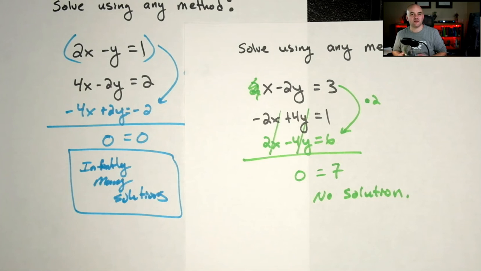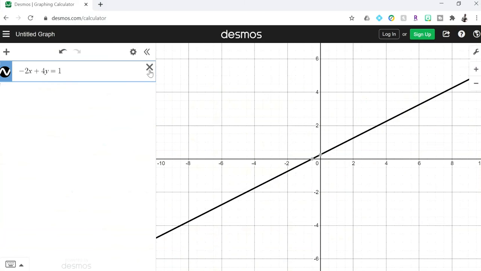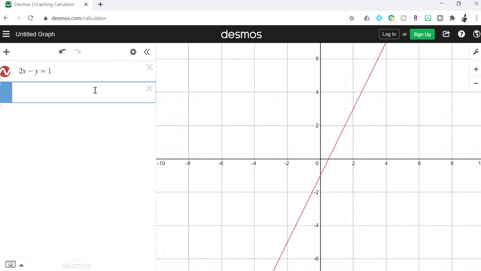So what does that mean graphically speaking? Let's take a look at Desmos and see what we have here. So delete, that's what we had in the last question. Let's get rid of that stuff. And I'm going to type in what we just had. 2x minus y is equal to 1. So that's one equation. And then the other equation is 4x minus 2y equals 2. There's my other equation.